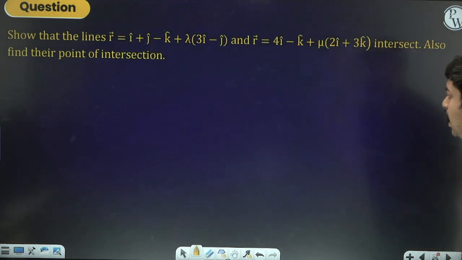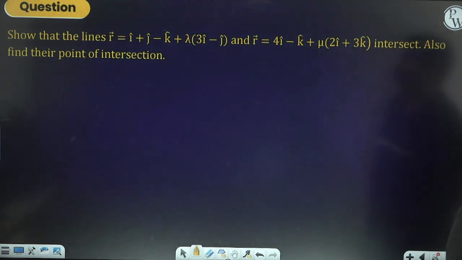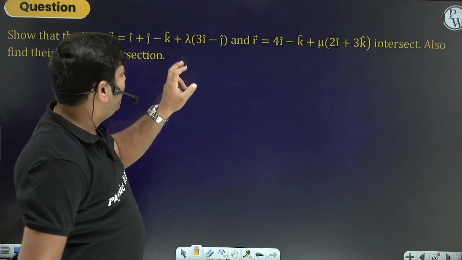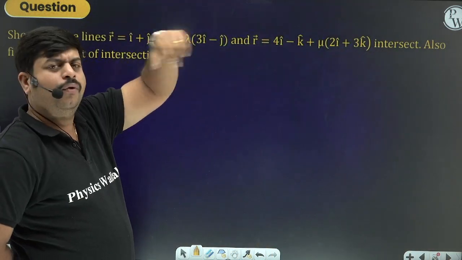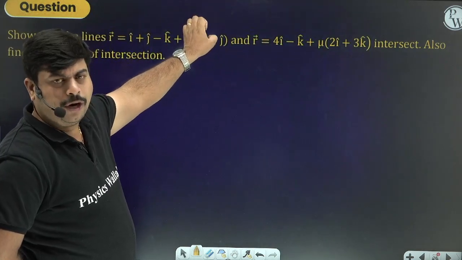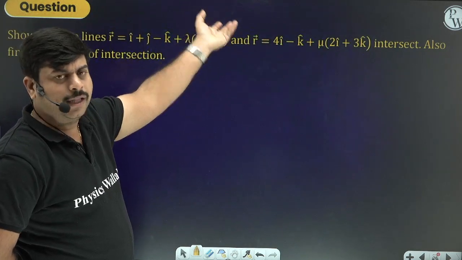Next, show that the lines r equal to i plus j minus k plus lambda times (3i minus j), and r bar equal to 4i minus k plus mu times (2i plus 3k), intersect. Also find the point of intersection. See, these are two different lines. For different values of lambda here and different values of mu here, we get different points on the line. Lambda equal to 0, one point. Lambda equal to 1, you'll get another point.